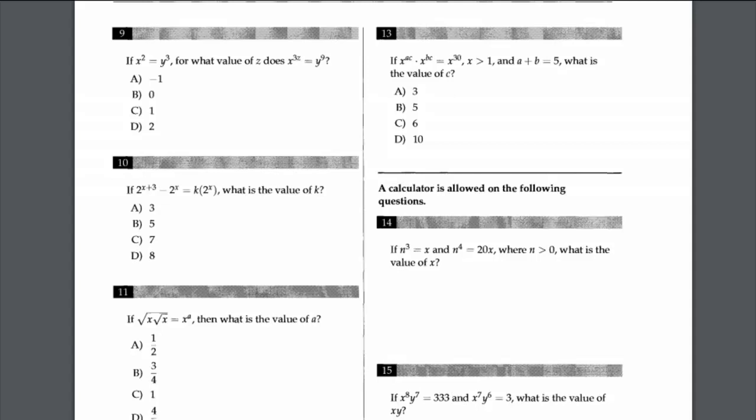If the square root of the square root of x equals x to the power of a, what is the value of a here? That means x to the power of half, multiplied by x to the power of half, to the power of half. So it's to the power of a quarter. And that x is to the power of half. So that is x to the power of half times x to the power of a quarter. Half plus a quarter is 3 quarters.